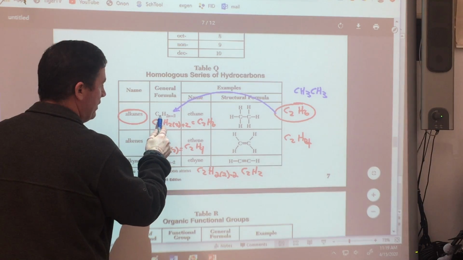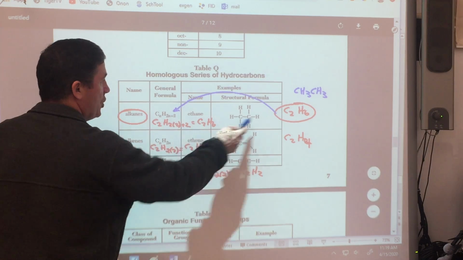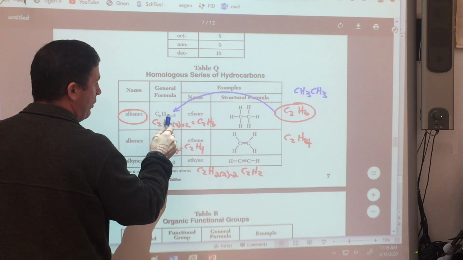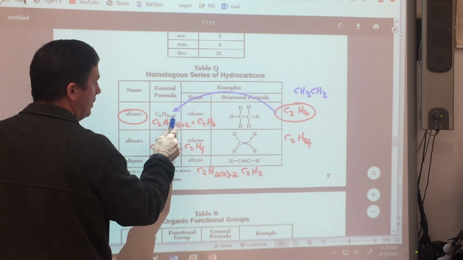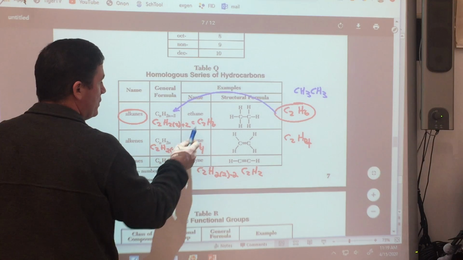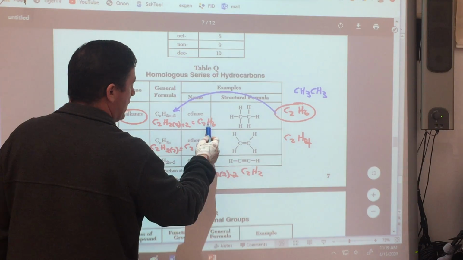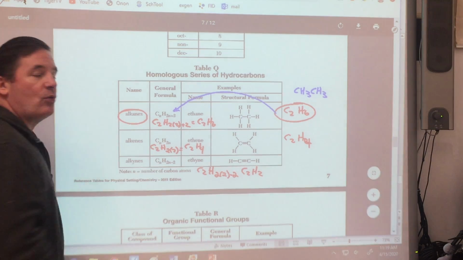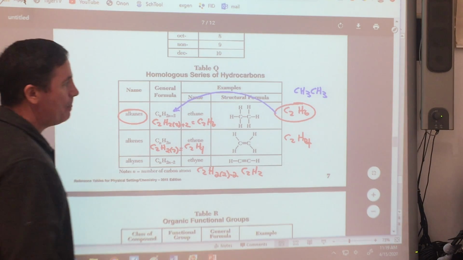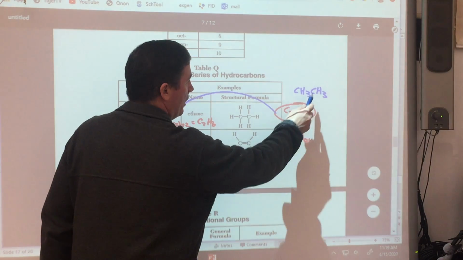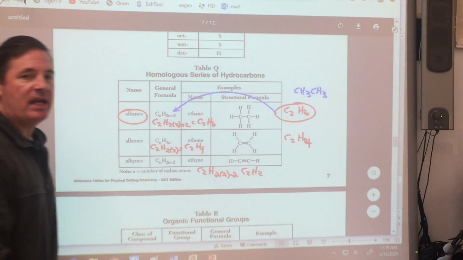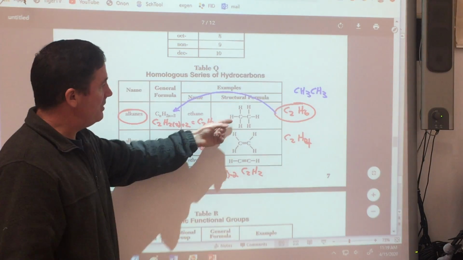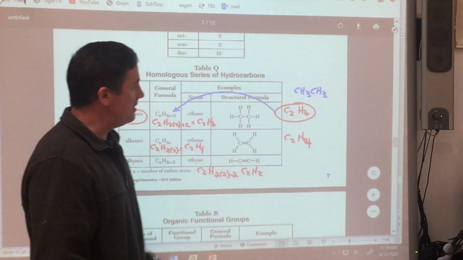Quick math: if C to the N, that's 2 carbons, because I just counted them, then I just put 2 in for this N. 2 times 2 plus 2 is 6. So, since C2H6 and C2H6 are the same thing, that tells me for sure that it is an alkane. This is the molecular formula. This is what we call the condensed formula. So this is the same thing as that, which is the same thing as that.